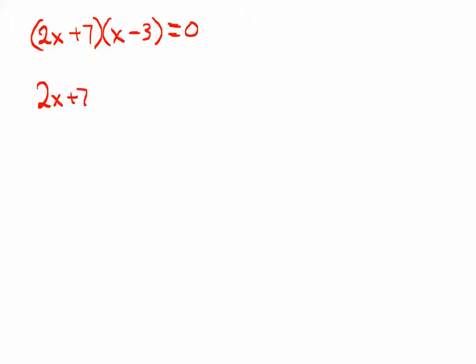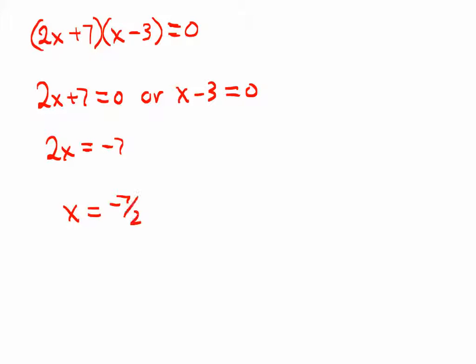Zero factor property. Set each of them equal to 0. And subtract 7, divide by 2. I get negative 7 halves. And the other side is a 3.